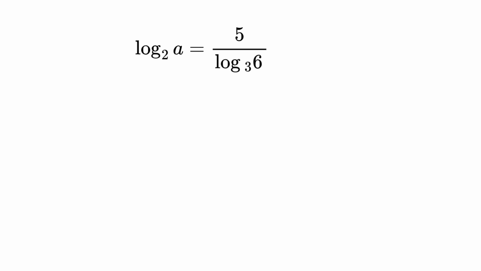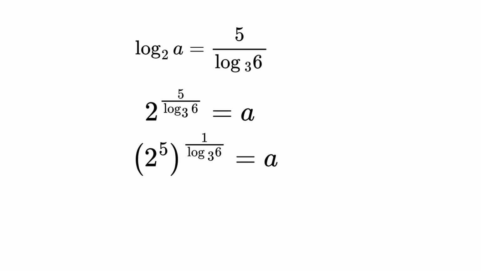From the definition of logarithms, log of x to the base a is equal to b, we can write it as a to the power b is equal to x. Logarithm can be defined as power to which the base number must be raised to get the given number. From this definition we can write it as 2 power 5 by log of 6 to the base 3 is equal to a. By this we can write it as 2 power 5 whole power 1 by log of 6 to the base 3 is equal to a.